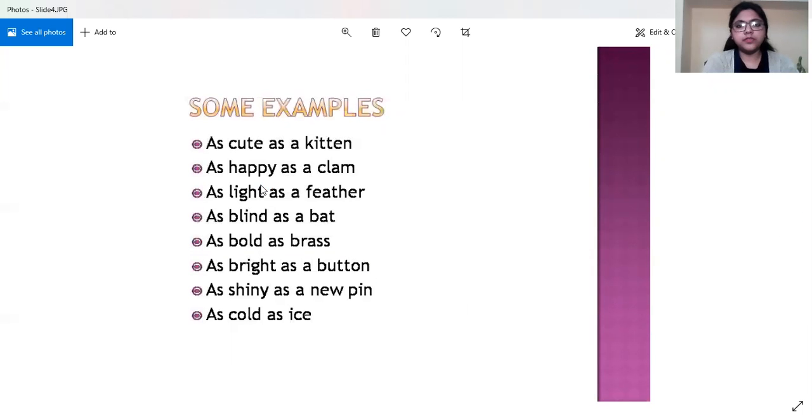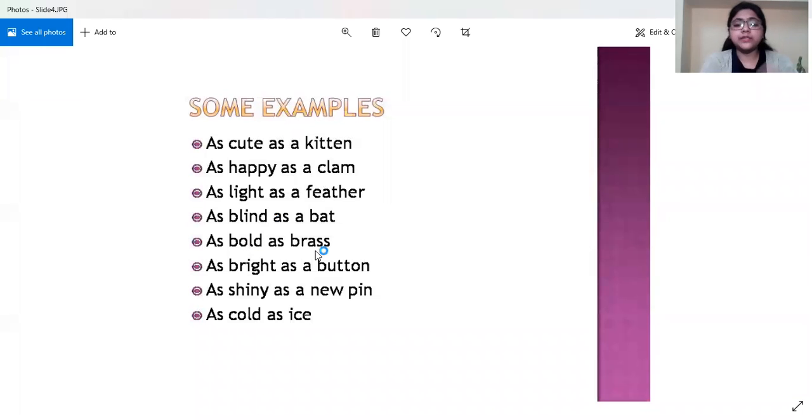Now let us see some examples of simile, like as cute as a kitten, because a kitten looks very cute. As happy as a clam. Okay, a clam is a sea creature with a shell. So when it opens its shell, it looks like a smiling face. So that is why we can say as happy as a clam.